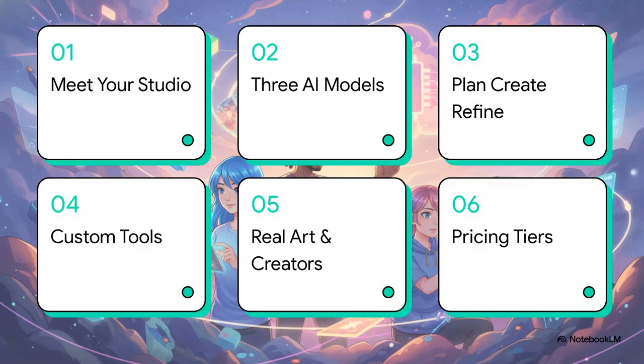Here's how we're breaking it down today. First, we'll meet your new AI Creative Studio, then look at the 3 models powering the magic. We'll walk through the plan, create, and refine workflow, check out how to build and share custom tools, look at some real art by real creators, and finally, run through the subscriptions and pricing tiers.